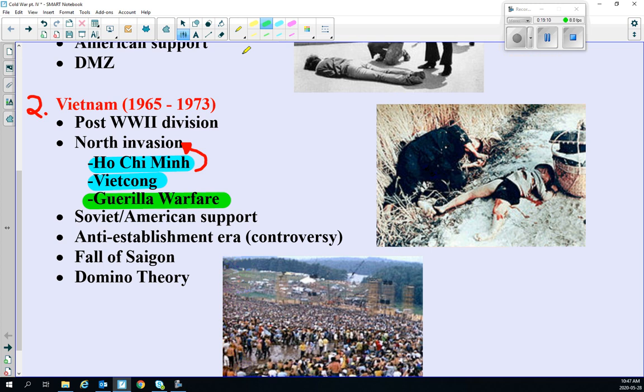With American aid, the South should easily be able to halt the North Vietnamese invasion. The Americans have a way bigger military. It's far more sophisticated. They can raise a bigger army if they want. They've got better weapons.